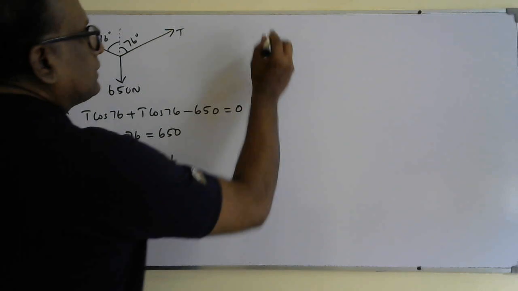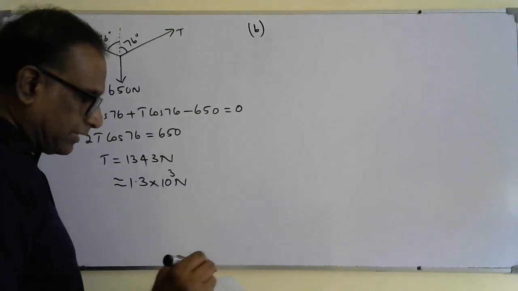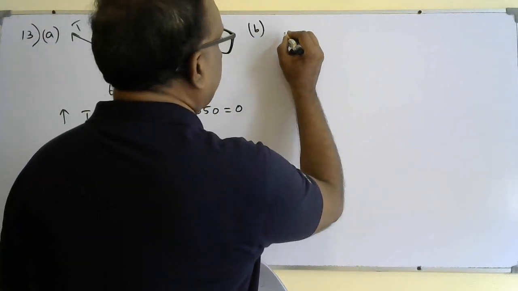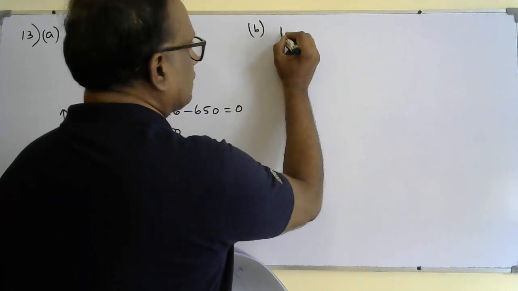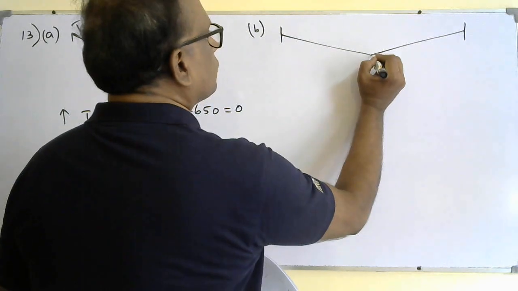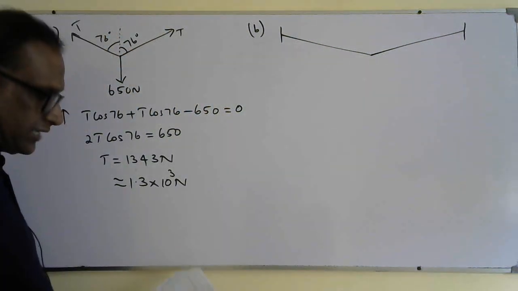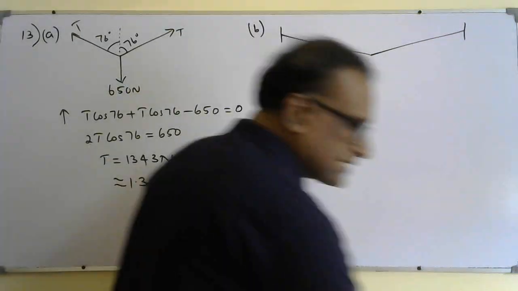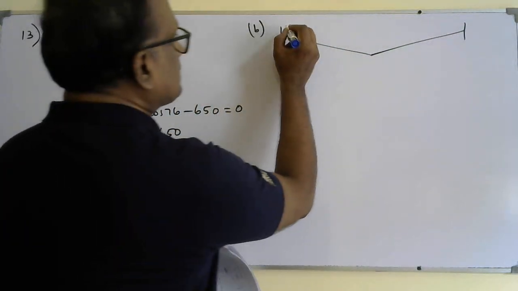Okay, B part, a diagram is given. The string is suspended between two supports. So the length has increased. The initial length of the string is given as 120 meters.